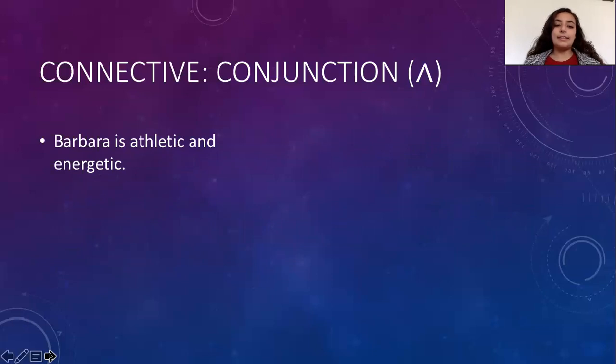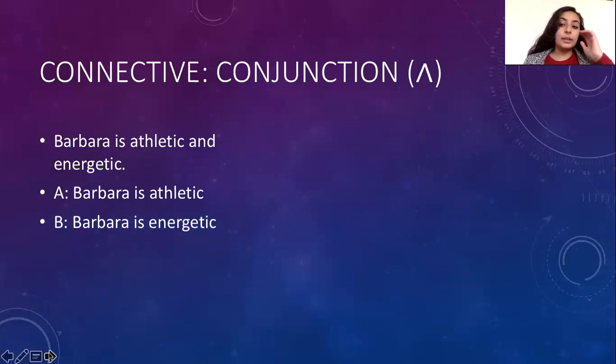Barbara is athletic and energetic. So before we do anything, we have to separate it into its atomic sentences. So within this one complete sentence, how many atomic sentences are there? So there's 2 of them, and the first one is Barbara is athletic. So we can assign the letter A to that one. And the second one is Barbara is energetic, right? We can assign the letter B. And because you see there's an and in between these two ideas, all we have to do is put A and, or conjunction, B in between parentheses. So that one's pretty easy.